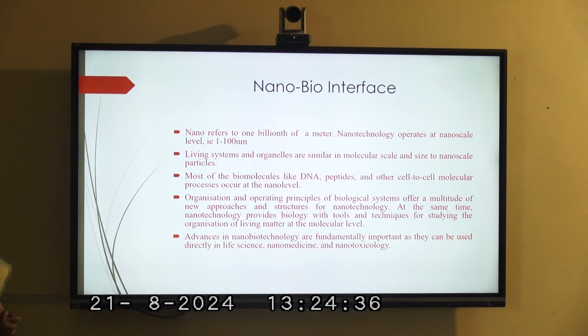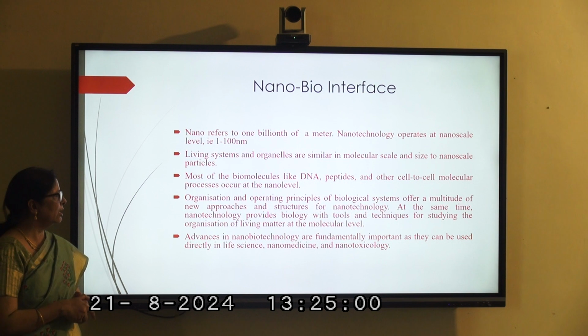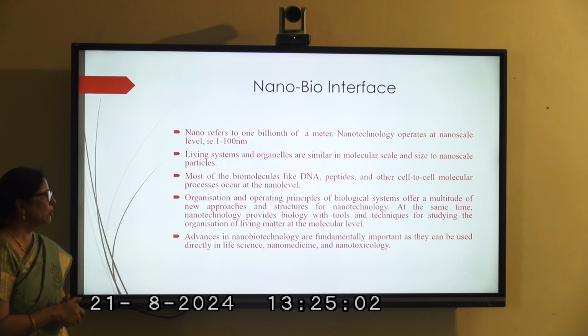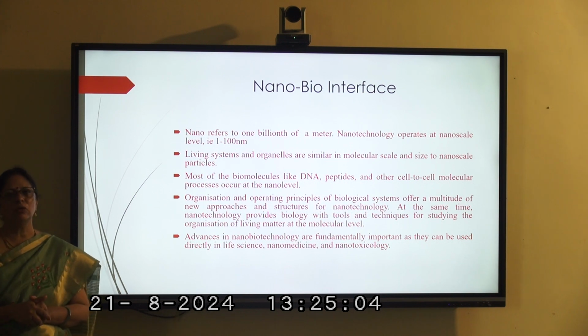Many principles of biological systems, be it membrane transport, cell division, or photosynthesis, all function at nanoscales, and they are highly efficient. It means that for any efficient function, there is no requirement of a mega scale. At nanoscale, we can carry out and devise new unique materials. So advances in nanobiotechnology are fundamentally important because they can be directly applied to life sciences.